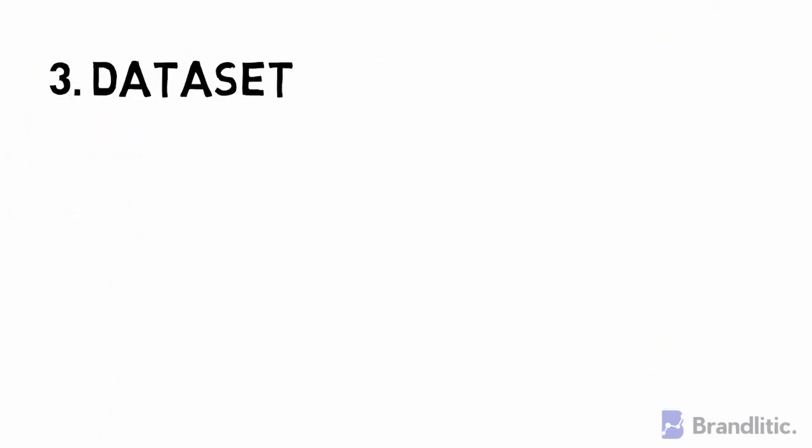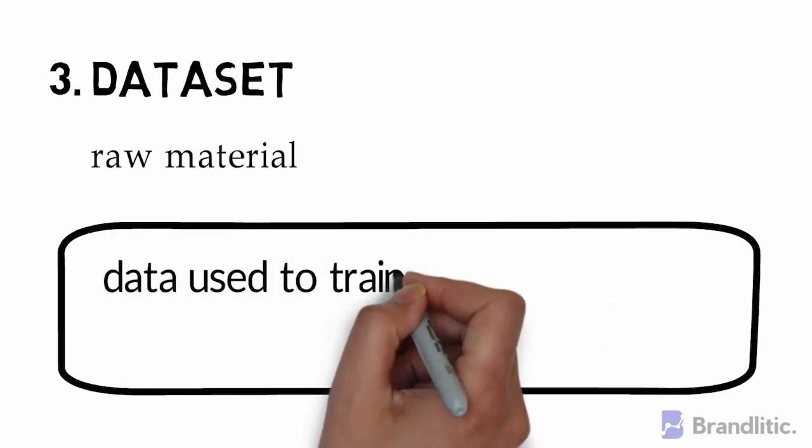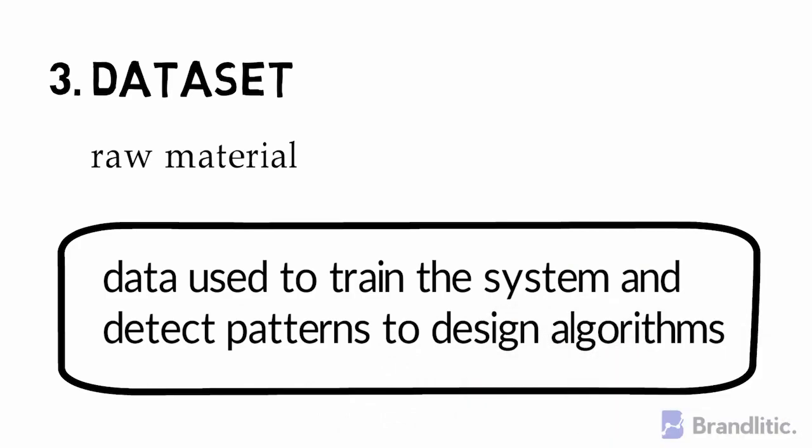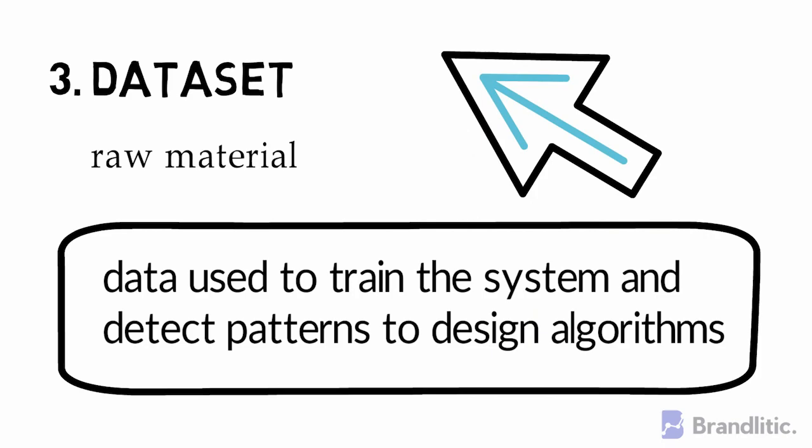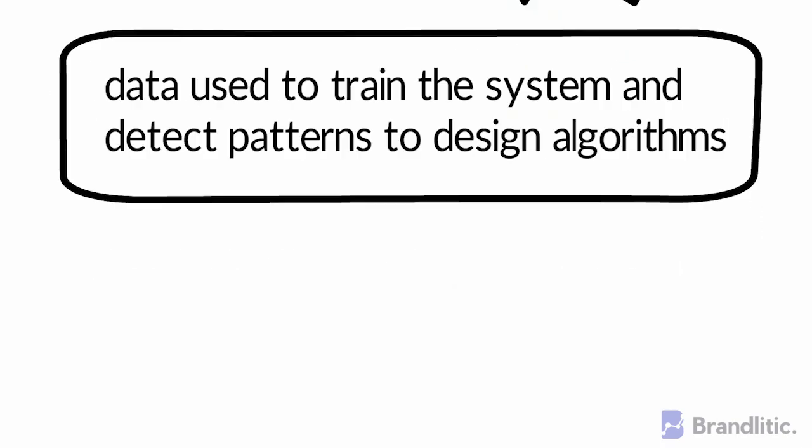Number 3. Dataset. This is what we call the raw material for the prediction system and is regarded as historical data used to train the system and detect patterns to design algorithms. The dataset is usually composed of individual data properties that are readily available for analysis.